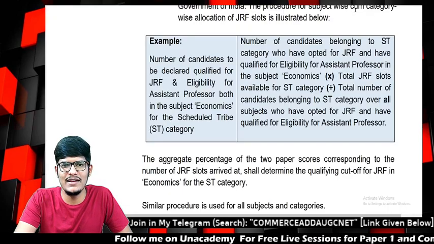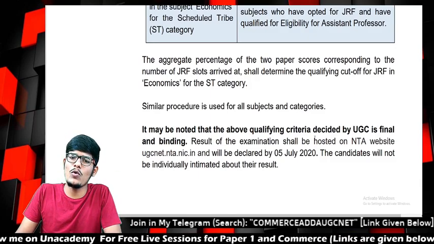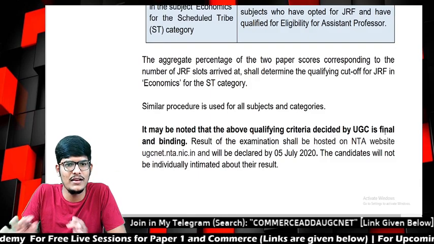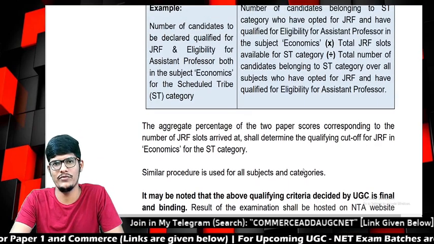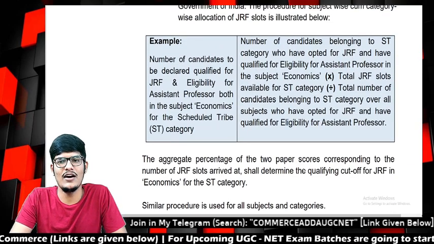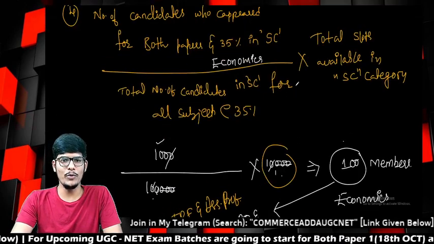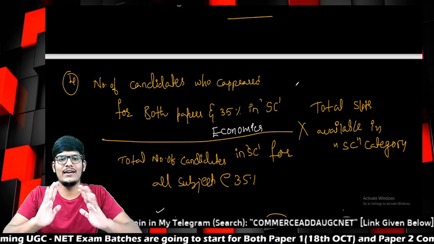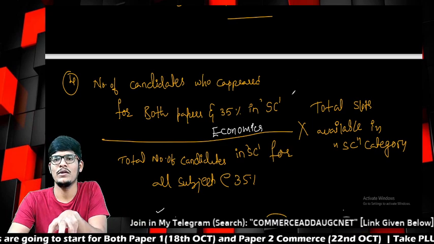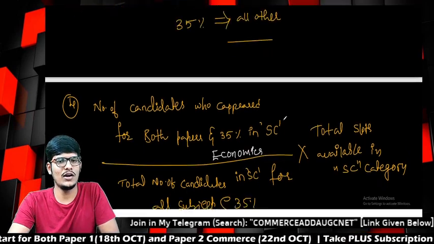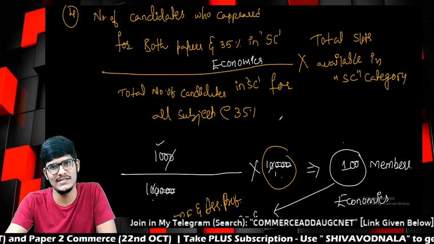Now, is there any additional calculation that is involved over here? You can look at it. It may be noted that the above qualifying criteria declared by the UGC is final and binding. The result is on so and so date, that is not required for this topic which we are discussing. Right, this is the slots availability and the formula calculation, how we need to calculate, and I hope you got the clarity how NTA will calculate the result and they will put the cutoff based on the percentage. These are the marks calculation and slots based calculation. It is not like merit based. It is like the slots availability of the JRF, the slots availability of the UGC NET assistant professor.